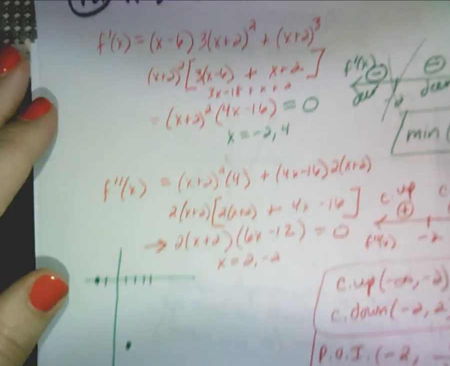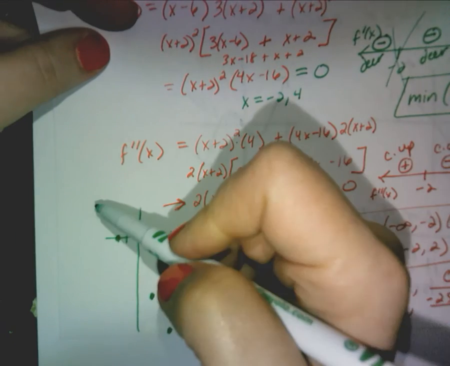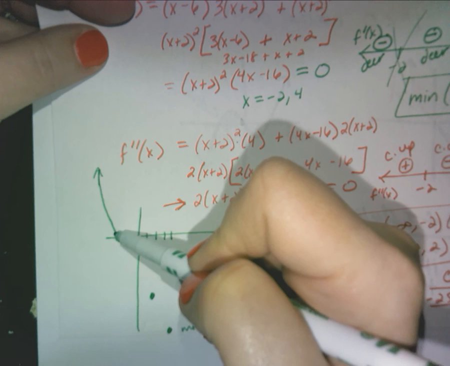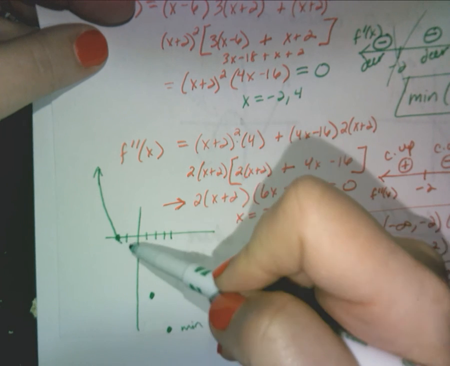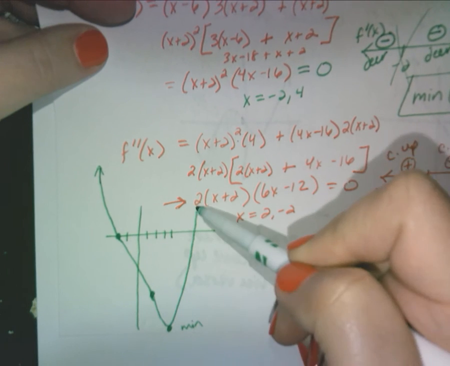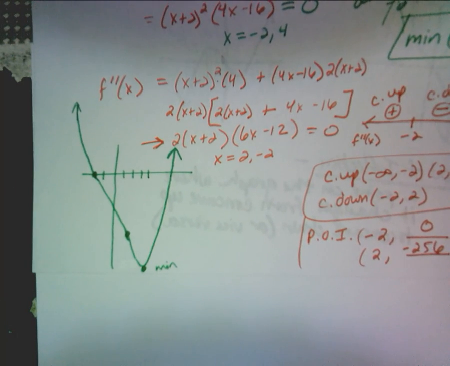And again, look back at the original. The original was a quartic, so it's going to be that W shape. It's going to start up here, do this little dip. It's going to be concave up, concave down, and then it'll have a min, concaving up the entire time. That looks pretty inaccurate because of my scale.